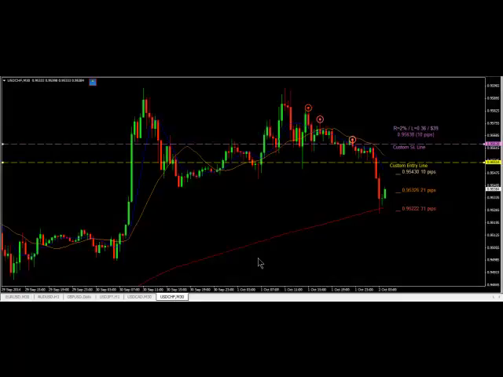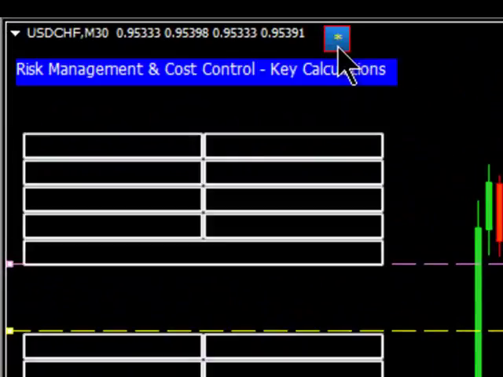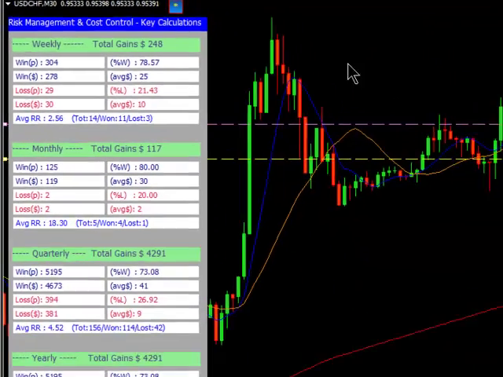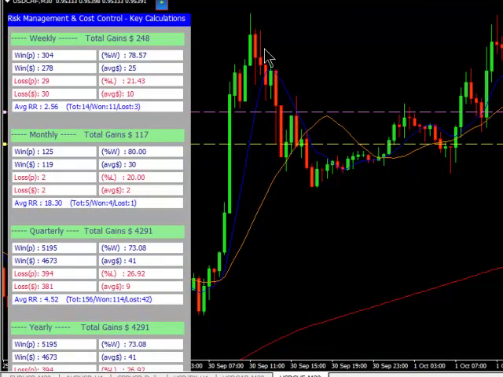And wait, everyone, the great features don't stop there. In addition to automatically calculating your lot size, we have risk management and cost control key calculations. In essence, what we've been able to do here is automatically calculate how much you've made at the end of the week, at the end of the month, at the end of the quarter, and also at the end of the year. Here we see the weekly gain so far has been $248.